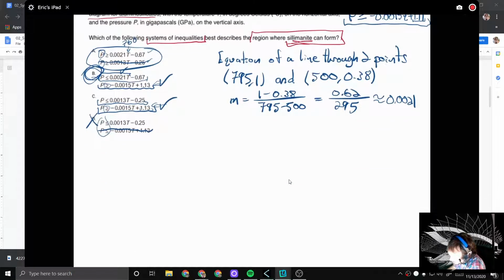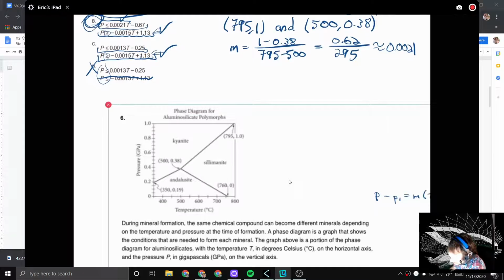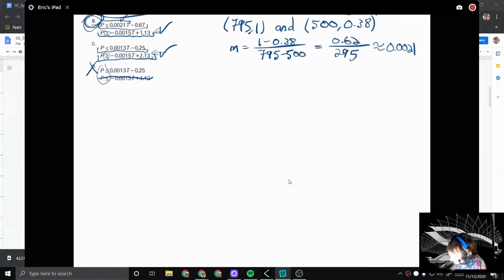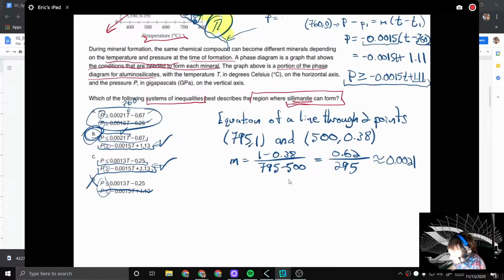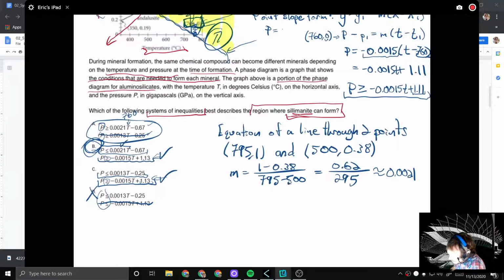So I'm going to paste this down here. Not going to paste it because it keeps getting the image. I'm just going to rewrite it. P minus P1 equals M times T minus T1. And we already know what M is right here. Plug that in. And plug in one of the 2 points to find out the value.